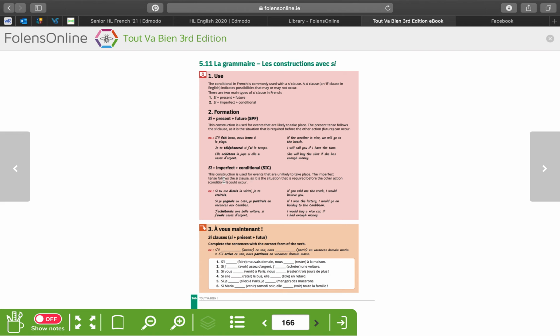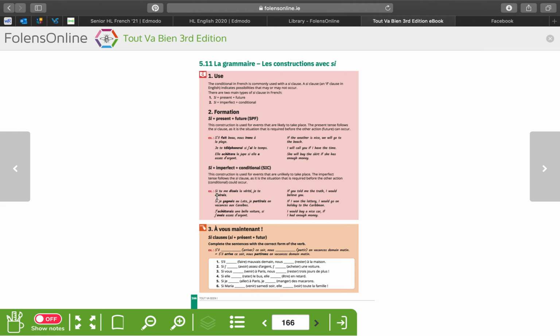The imparfait tense follows the see clause, as it is the situation that is required before the other action in the conditional could occur. So things like, if you told me the truth, I would believe you. So if you told, we're in the past here now, aren't we? And we don't ever use the passé composé for this. It's always imparfait. So if you told me the truth, I would believe you.